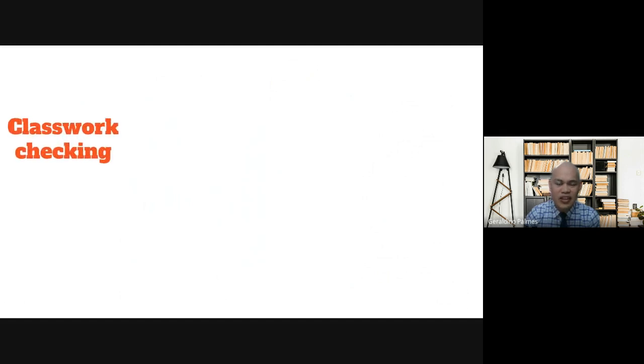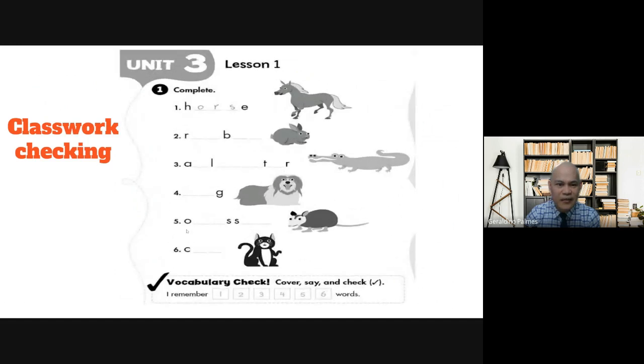Before we continue with lesson number two today, let's check what happened last time. Let's look at the classwork that I had given you. In this worksheet, you're asked to spell out and complete each vocabulary word from number one to number six. Number one is already given. Number one is a horse. Can you spell for me, please?